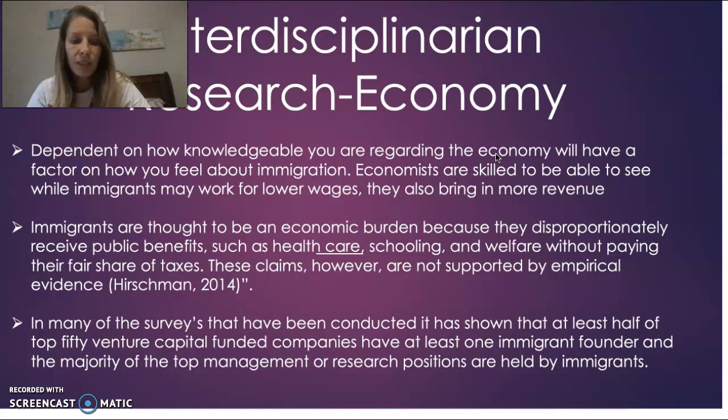In many of the surveys that have been conducted, it has shown that at least half of the top 50 venture capital funded companies have at least one immigrant founder, and the majority of the top management or research positions are held by immigrants.